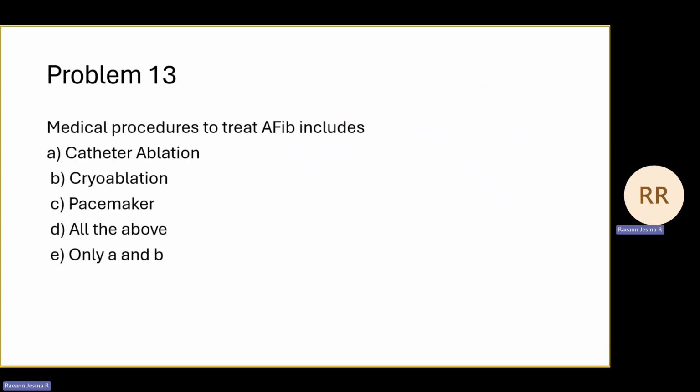Now let us move on to the next question, problem 13. Medical procedures used to treat AFib include option A, catheter ablation, B, cryoablation, C, pacemaker, D, all of the above, E, only A and B. So which is the correct answer? So how do you treat AFib?